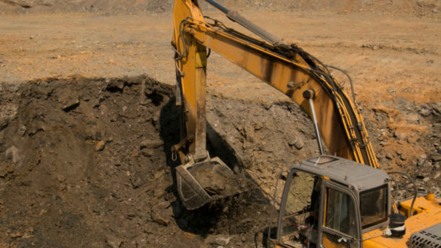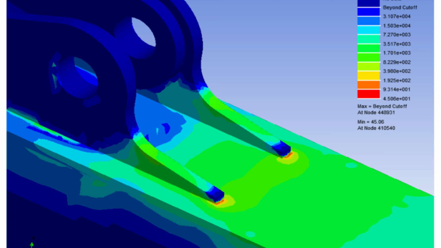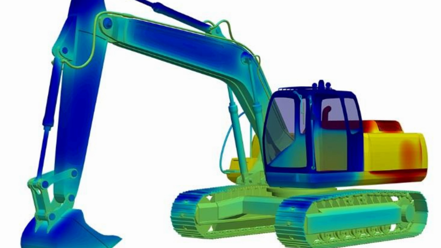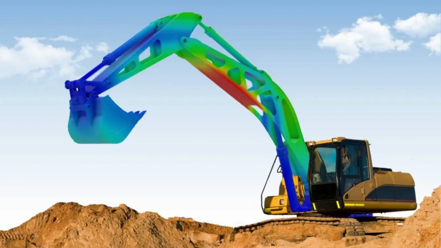To prevent such failures, engineers perform detailed structural dynamic and fatigue analysis during the machine design phase. One of the most important tools used in this process is finite element analysis, FEA. In this method, the excavator structure is divided into thousands or even millions of small elements, allowing engineers to simulate how stresses and strains are distributed throughout the boom, arm, and other structural components under different loading conditions. These simulations help identify areas where stress concentrations occur and where reinforcement may be required.